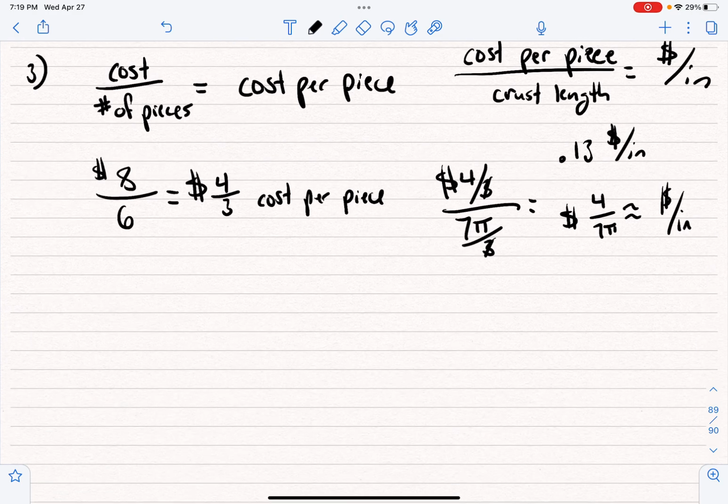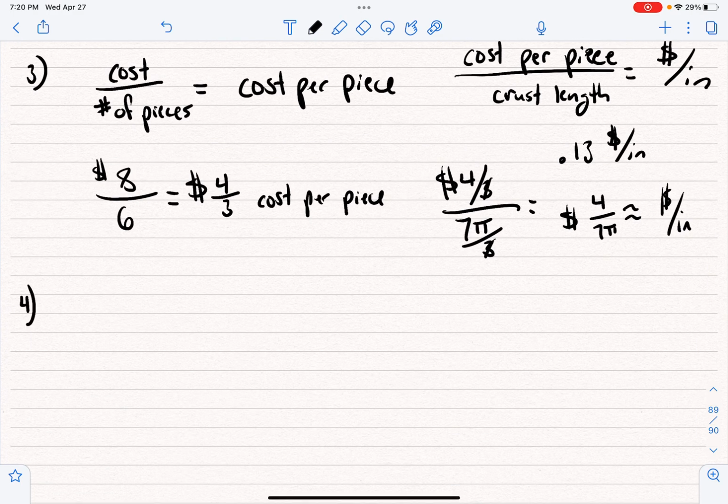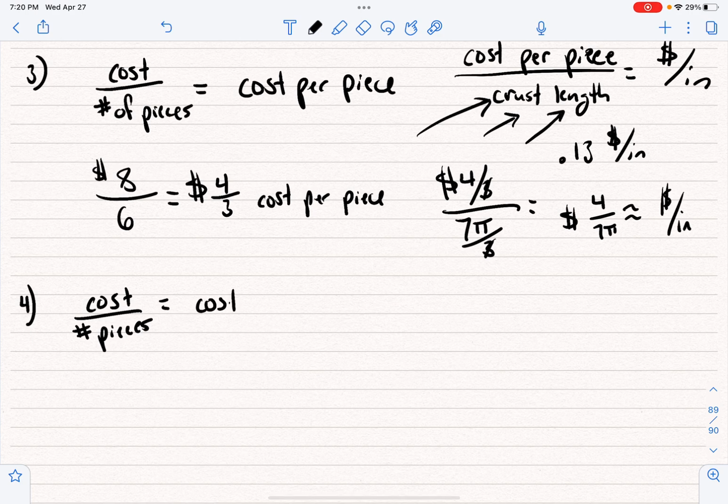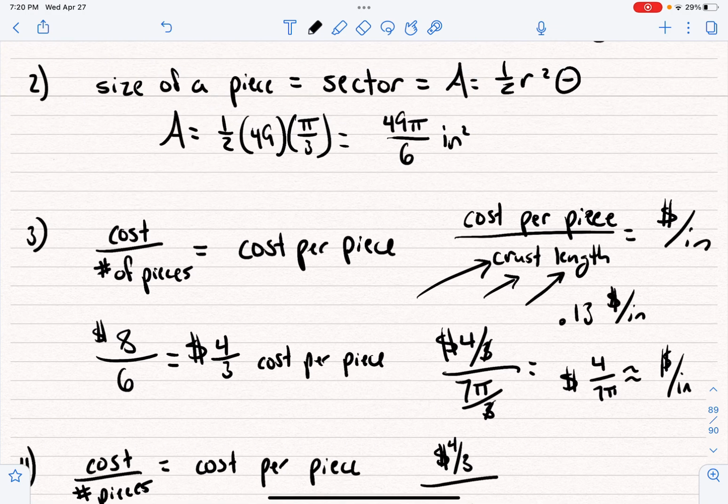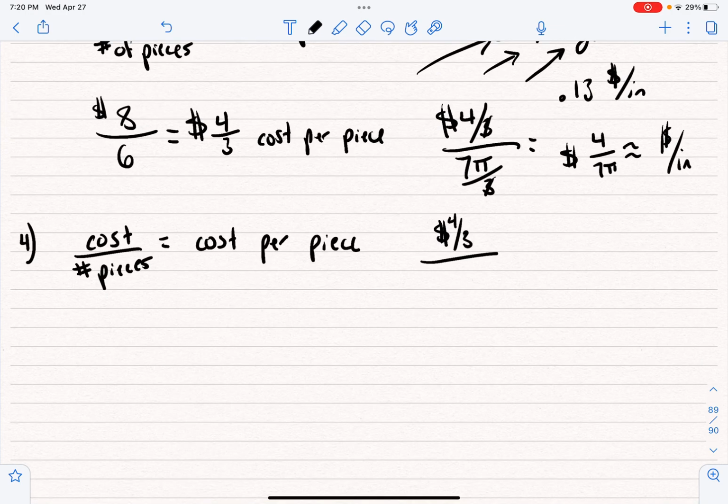Okay, and then for the last problem, for number 4, we do it the same way, but this time we're not breaking it down by crust length. Right there, we would put the whole surface area or sector area. So we start with the same thing. We take the cost divided by the number of pieces, and that gives us our cost per piece. And then we take that amount, which we already know is 4/3 of a dollar per piece, and we divide it by this surface area, 49 pi over 6.